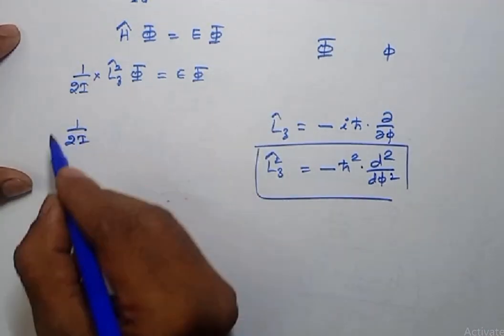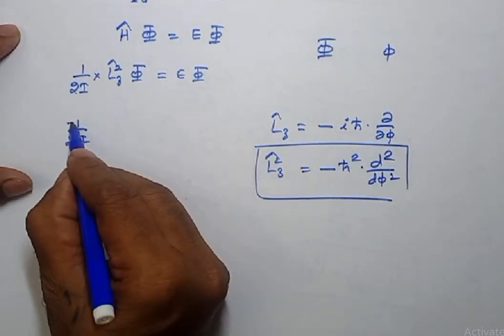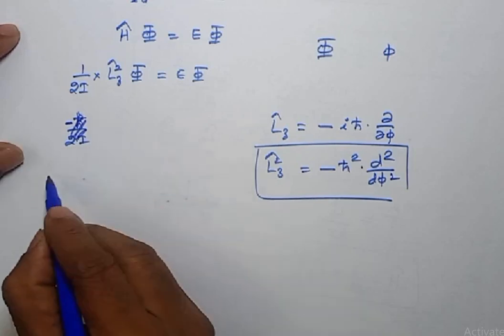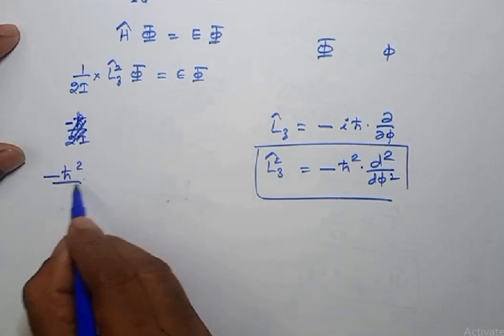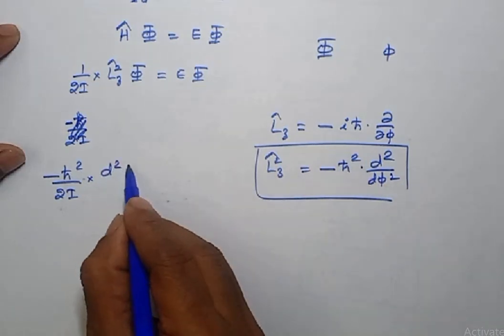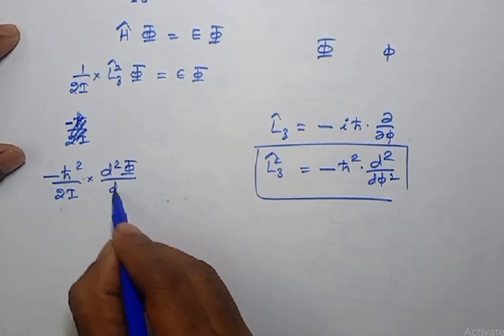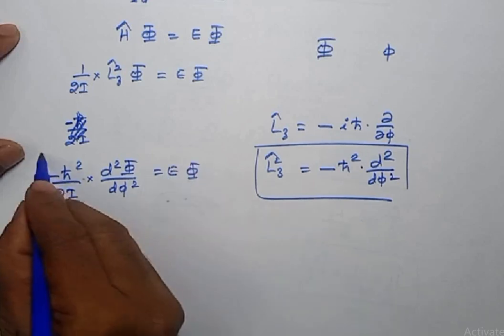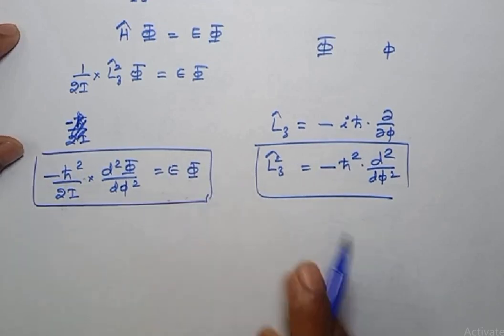If I substitute this, I'll get minus h cross square by 2I into d square big phi by d small phi square equal to E into big phi. Yes, this is the equation we need to solve.